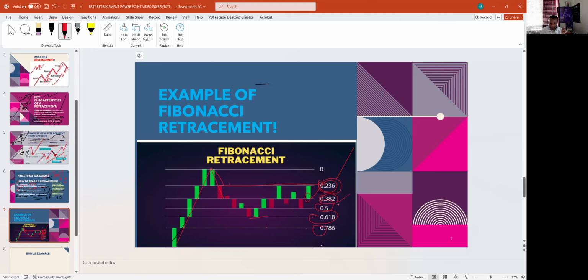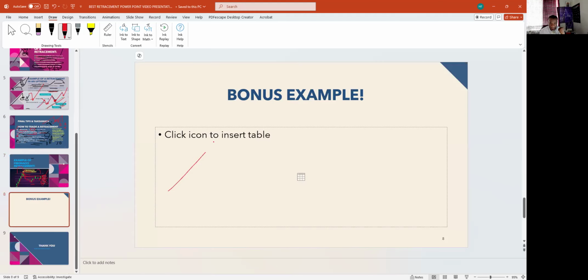0.23, 0.38, 0.5, 0.61, 0.78. Those are the levels you buy whenever you put your Fibonacci and you identify those levels, whenever the stock has retraced back. So that's the way. The stock has been going high.